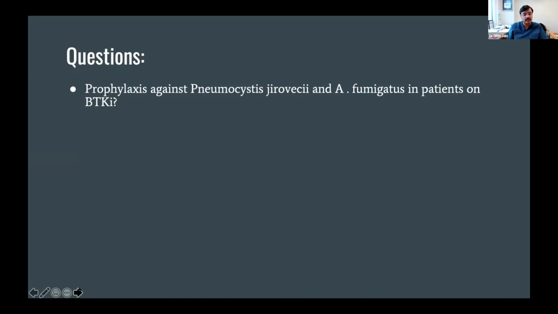So yes, there is data out there from other institutions on the risk of PJP pneumonia and fungal infection. We actually do not use prophylaxis for either of these, and we really haven't seen significant increased risk of PJP or fungal infections. The same has been true with some other major CLL centers in the country as well. So we only use acyclovir or valacyclovir for HSV prophylaxis, but we don't use PJP or antifungal prophylaxis with a BTK inhibitor. Perfect.